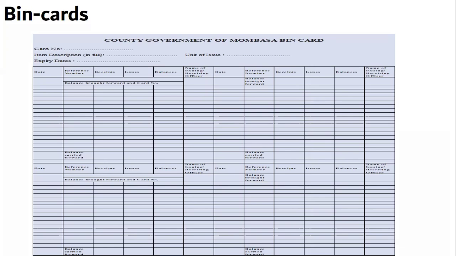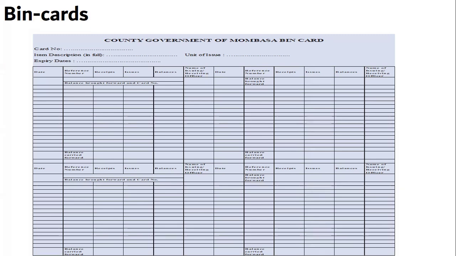So you start with the date, the reference number, receipts, issues, balances, name of issuing officers, name of issuing or receiving officer. For the reference number, if we're using commodities from KEMSA, we normally tend to use the delivery note number. That's what you key in for ease of reference.